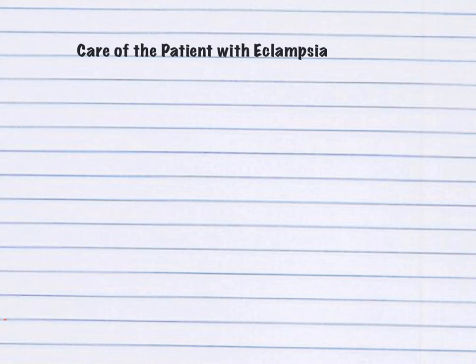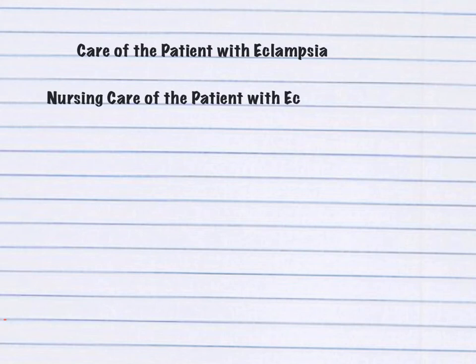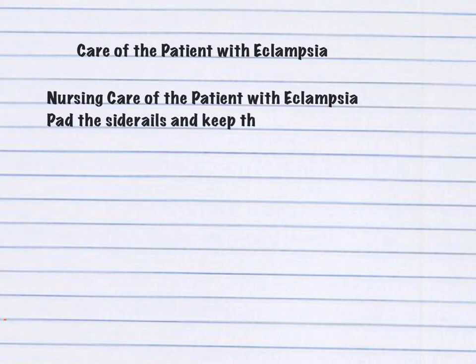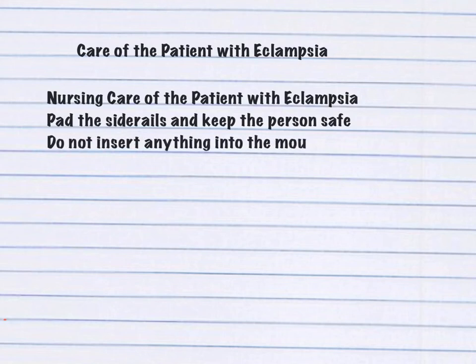Okay, so here's what we do about it. We try to prevent them. Pad the side rails and keep the person safe. Do not insert anything into the mouth. That includes tongue blades, suction catheters, and oral airways. If the person stops seizing and you can get an airway in, fine. But while they're seizing, leave them alone. Do not try to shove anything in between their teeth.